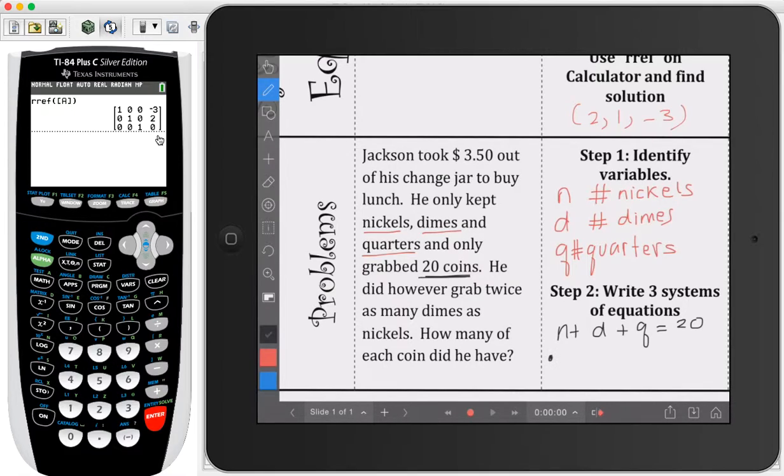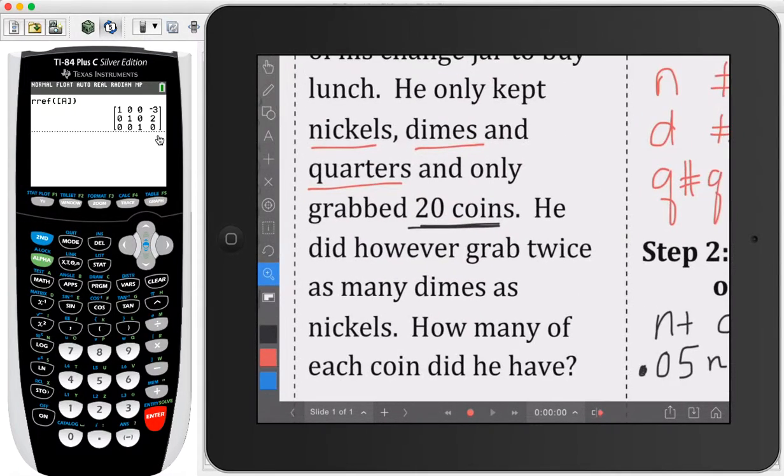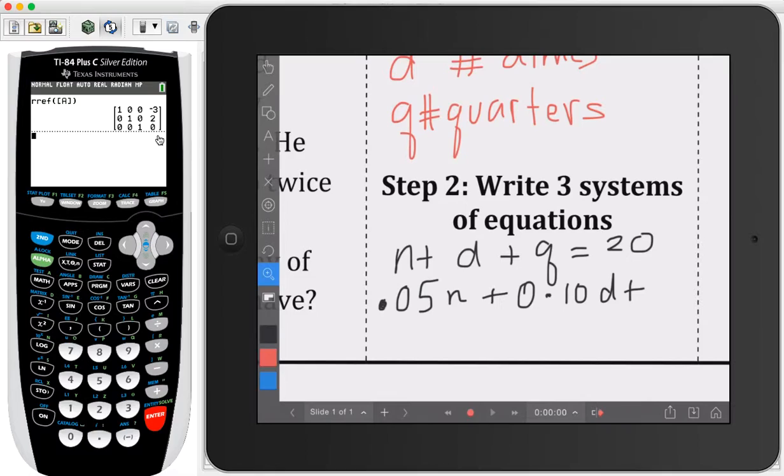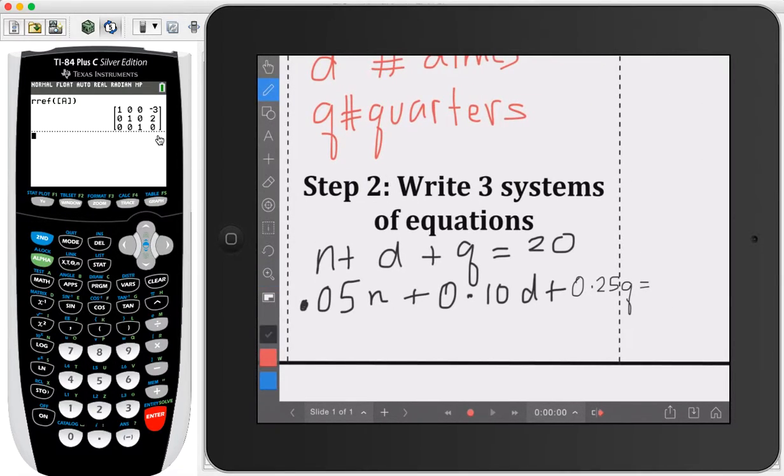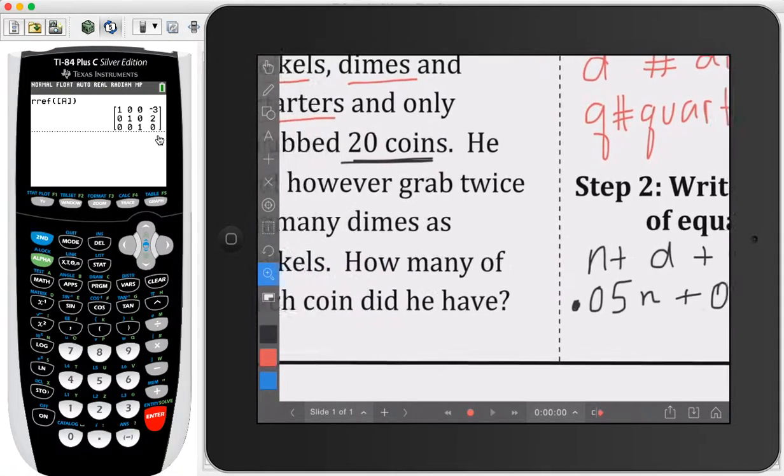Now the amount, the value of these coins is $3.50. So remember, you need to multiply the value of the nickel by N plus the value of the dime by D plus the value of the quarter by Q. And that all will give you $3.50.